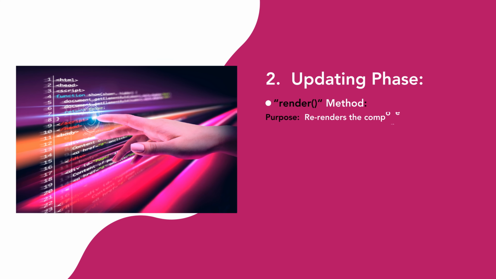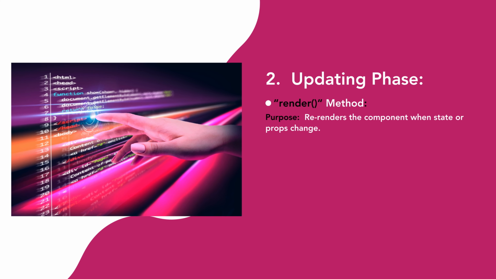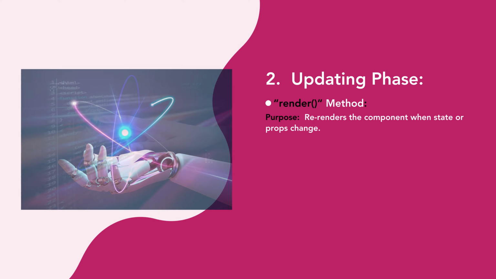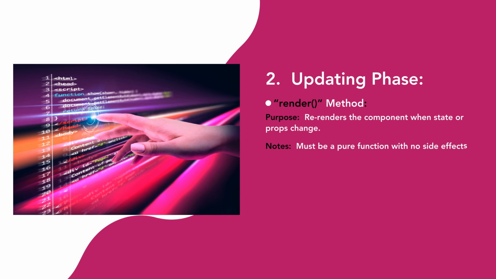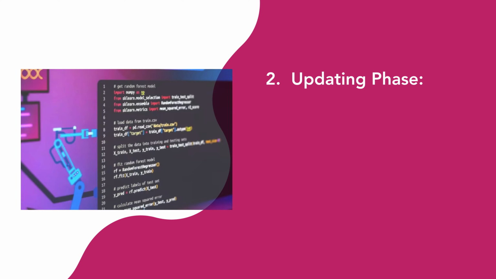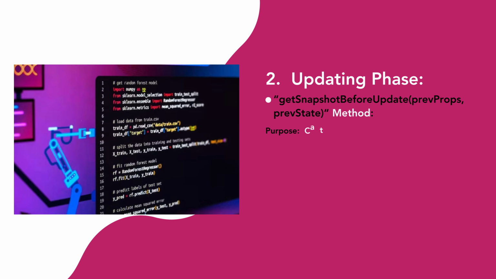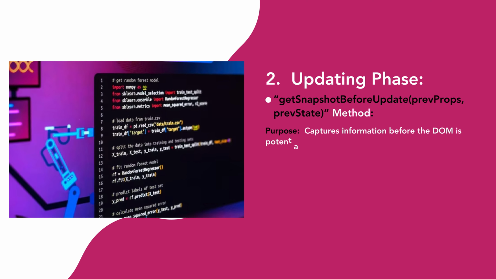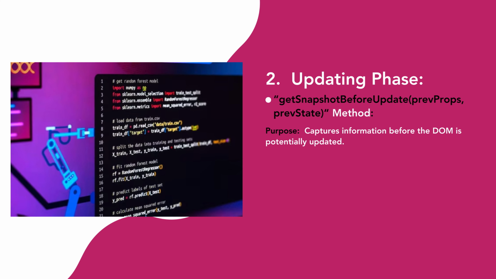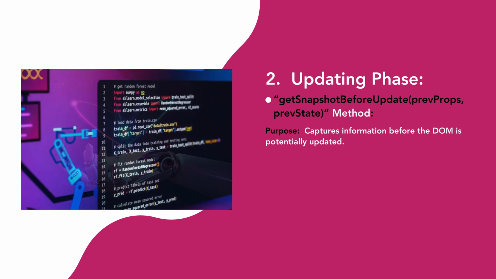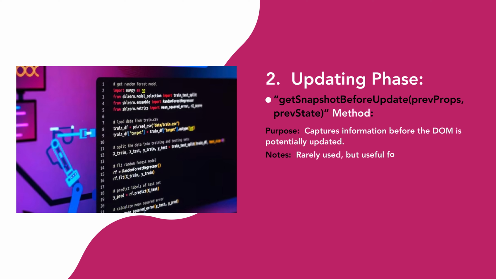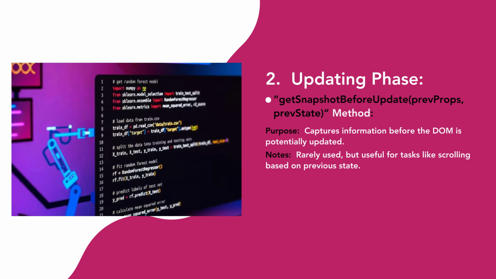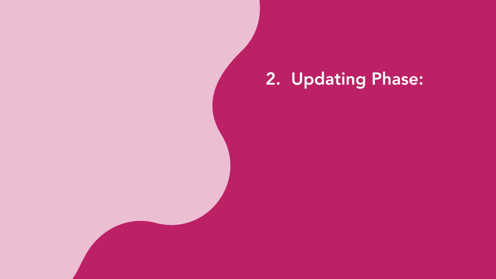Render method. Purpose: re-renders the component when state or props change. Notes: must be a pure function with no side effects. getSnapshotBeforeUpdate(prevProps, prevState) method. Purpose: captures information before the DOM is potentially updated. Notes: rarely used but useful for tasks like scrolling based on previous state.